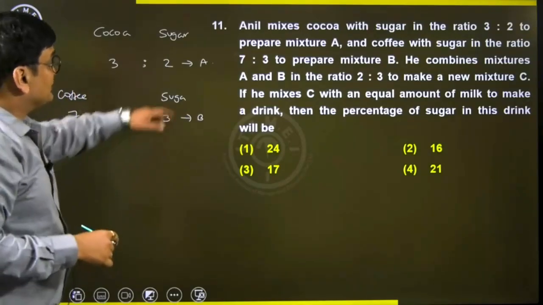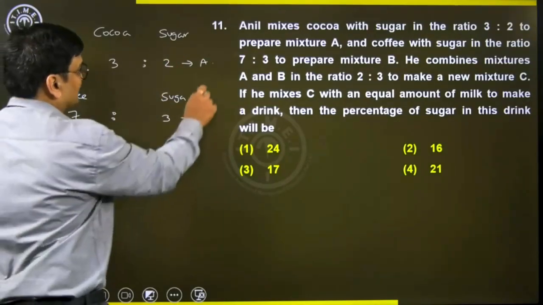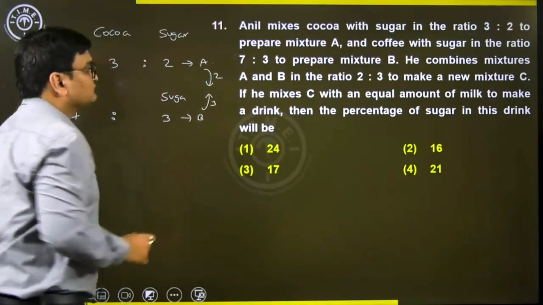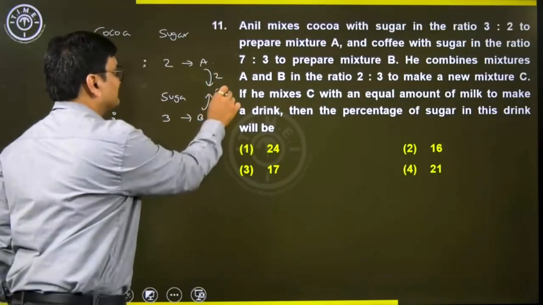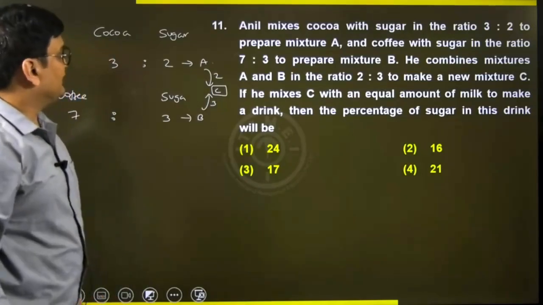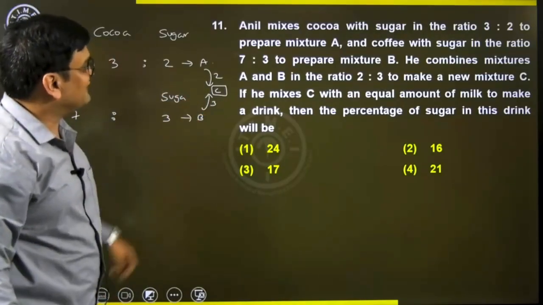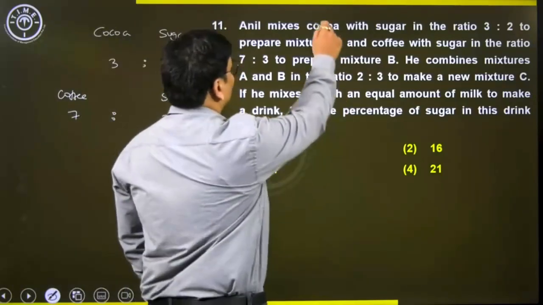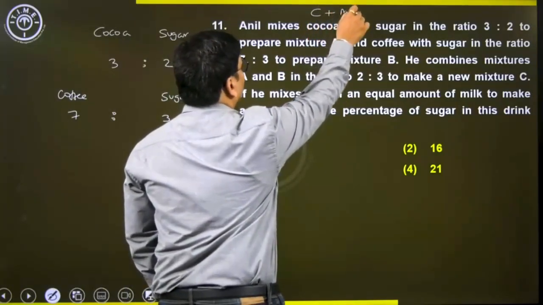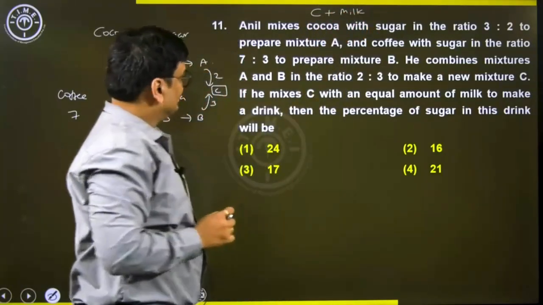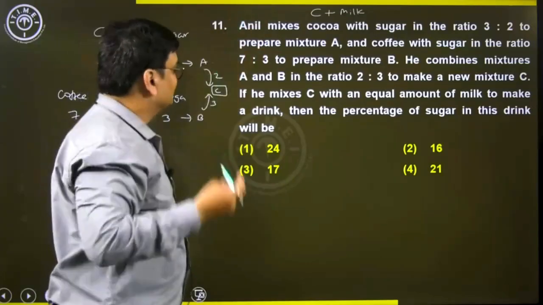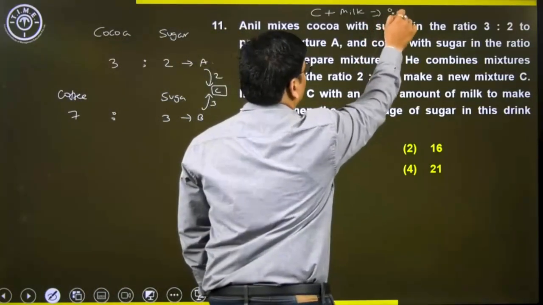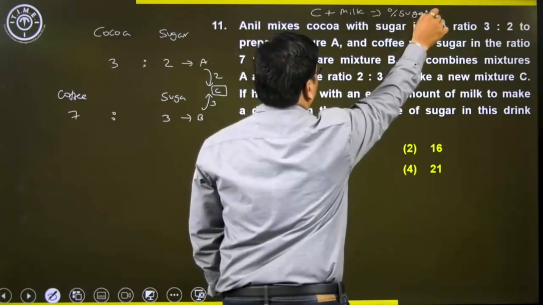He combines mixtures A and B in the ratio 2:3 to make a new mixture C. If he mixes C again with an equal amount of milk to make a drink, then what is the percentage of sugar in the resulting drink? That is the question.